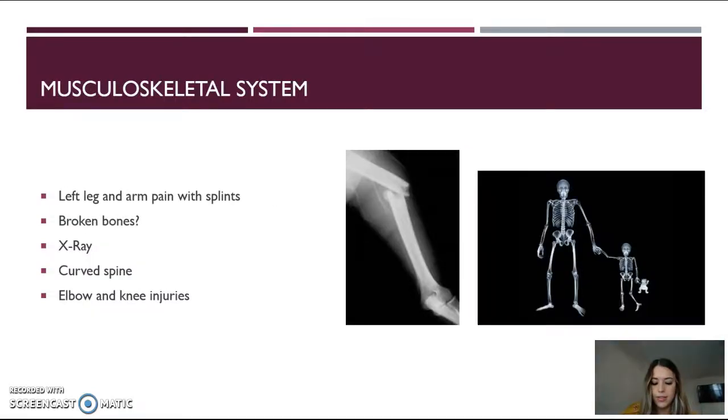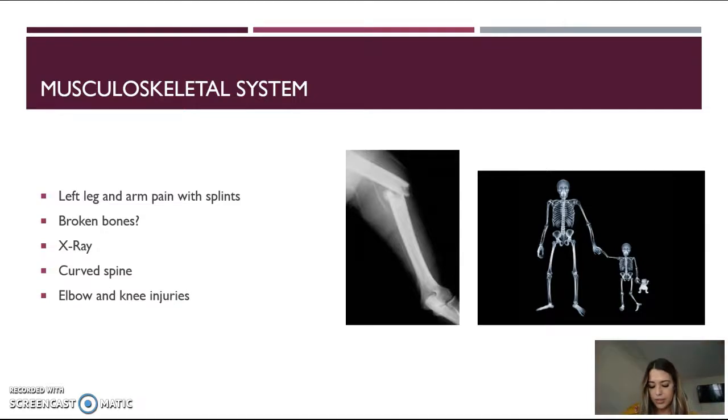The musculoskeletal system. Being that the patient presented with left leg and left arm pain, he was placed in splints. The pain on the left side can indicate that the impact may have come from the left in the car accident. He could potentially have fractured or broken bones. I would order an x-ray of the left extremities and also of his spine, being that he has a history of the curvature of the spine.